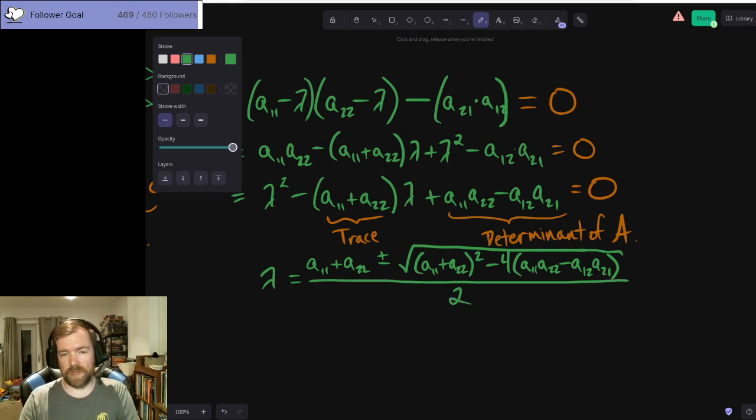Again, times 1, because the A value that's sitting out in front of lambda squared is just going to be 1. And again, this is always the case, so it makes it kind of nice.